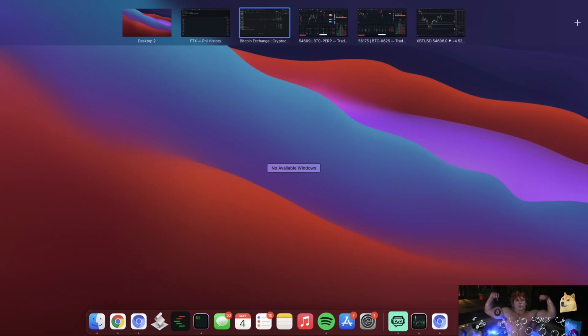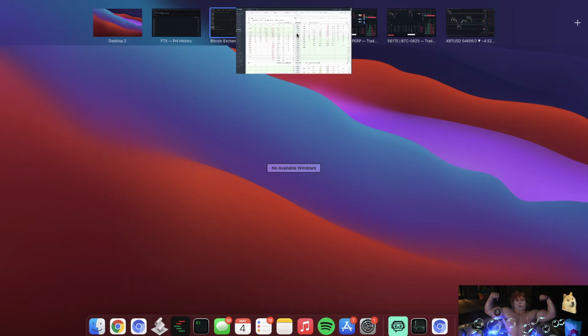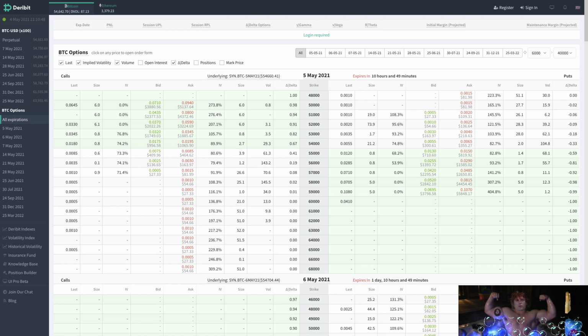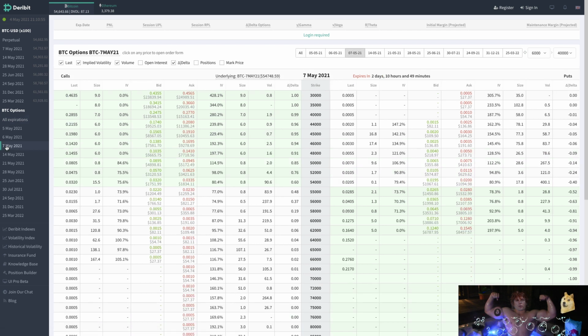But it's the same idea. You have a table of options. Okay? So here we go. Let's try this again on Deribit. Here are the expiration dates. So you decide, we can look at the same, 7th of May.